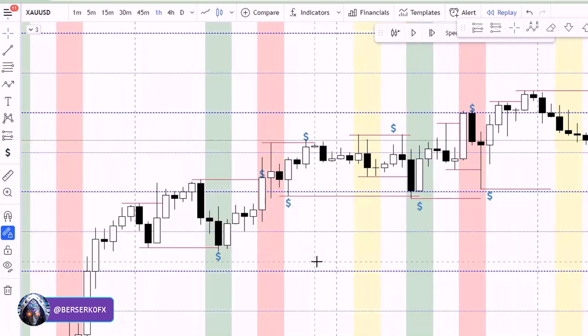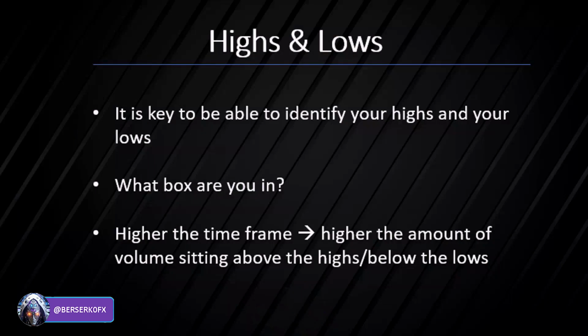Stop losses. So anyone up here looking to buy, where are they placing their stop losses? Their stop losses are getting placed below this low. Anyone that decided to sell anywhere down here, whatever time frame, where are their stop losses? The stop losses are being placed at the high. That's key. So that's why you need to understand and identify your highs and lows. Okay? And that's why this concept is key.